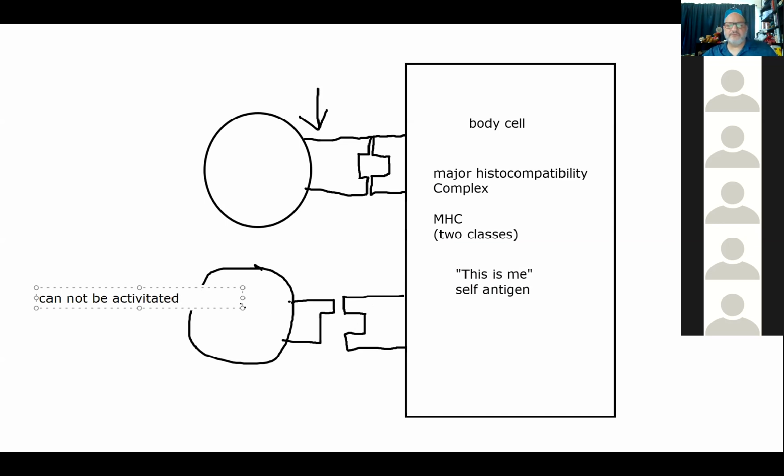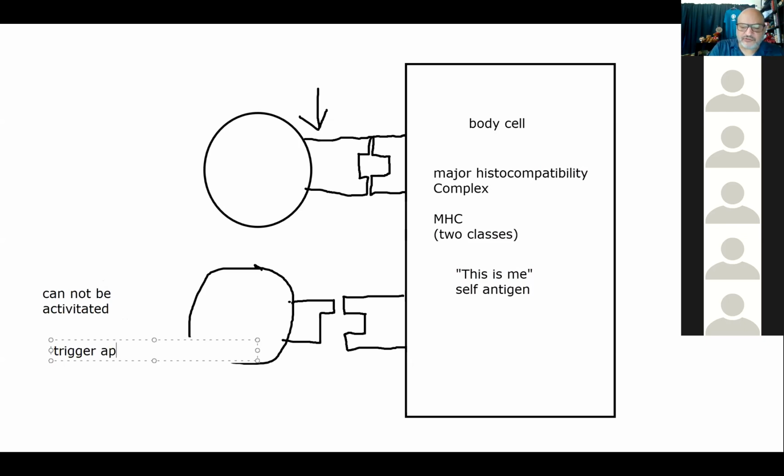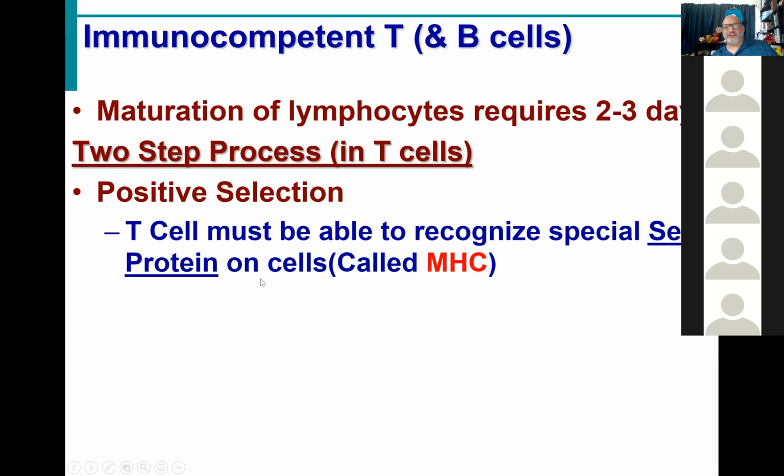And if this cell cannot be activated, is it going to do us any good? No. And if it's not going to do us any good, do we want to keep it? No. So if it can't do us any good, then basically what happens is we are going to trigger apoptosis. All right, you're no good to me. Time for you to die. And we will kill this cell that is unable to bind to that self-antigen. All right, so far so good? Yes. This is our positive selection. So it must be able to recognize that special self-protein on the cells called the major histocompatibility complex.